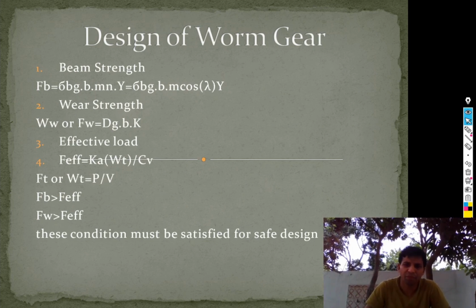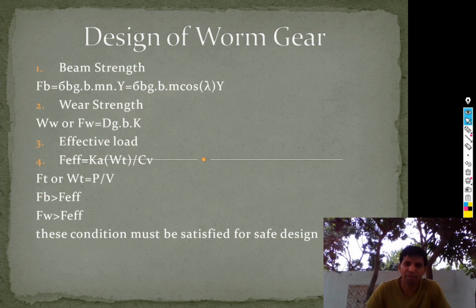As students, if you watch the previous videos on design of spur gear, design of helical gear and design of bevel gear, you may understand more about the designing of gears. In the design of worm gear, there is also the same procedure. In previous videos, we also discussed how we can start from the first point. We design for beam strength, then we go for wear strength, and then we go for effective load, and we compare them and determine the safe design.